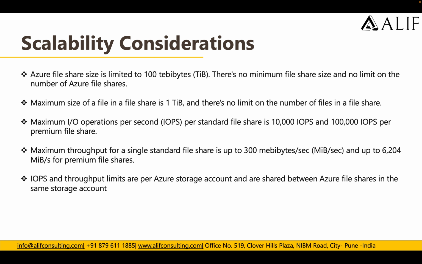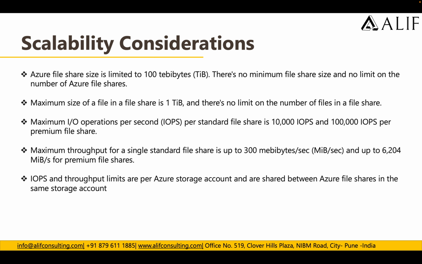Maximum IOPS is 10,000, and the 10,000 IOPS is on the premium file share. Maximum throughput is 300 Mbps per second, and this can be scaled up to 6,204 Mbps for a premium file share.